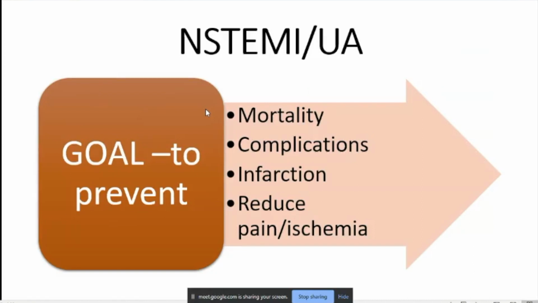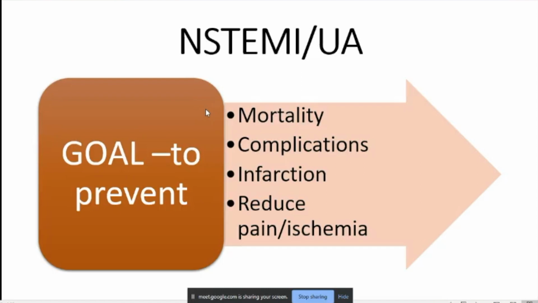Okay, so now let's see NSTEMI or unstable angina. Here, the goal is to prevent the mortality, to prevent the complication, to prevent the infarction, and to reduce the pain or ischemia. So, what is the difference here? If you see the goal, we don't have to prevent the remodeling here because the tissue is not dead yet. It's just a partial blockage of the artery. So it's not a complete occlusion. So the tissue has not started to die. So we don't have to worry about the remodeling part.